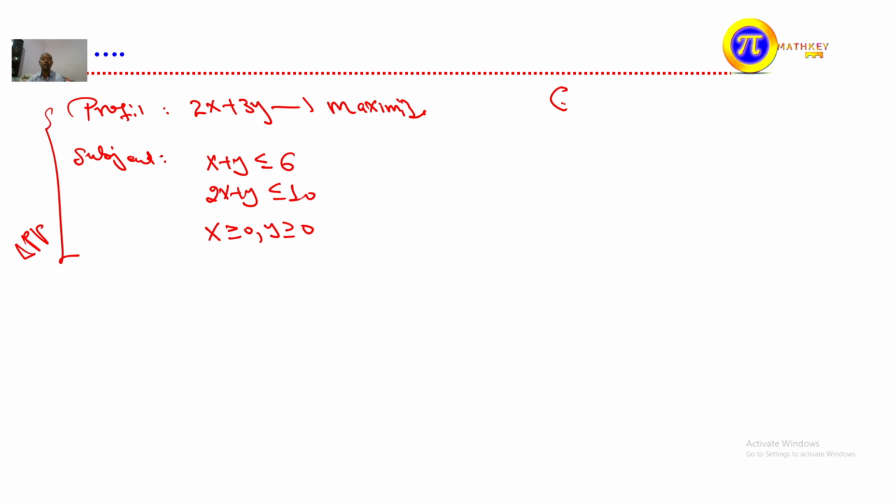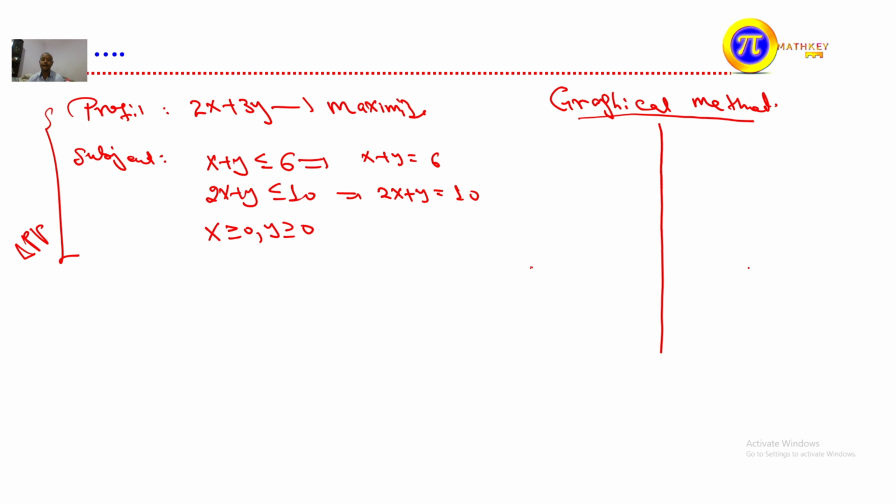After obtaining this, how can you find the number of products that gives maximum profit? Use the graphical method. To use this, let's make these equal signs. That means x plus y equals 6, and similarly 2x plus y equals 10. Let's use the x and y intercepts to sketch the graph. When y is 0, the value of x is 6. When x is 0, the value of y is 6.